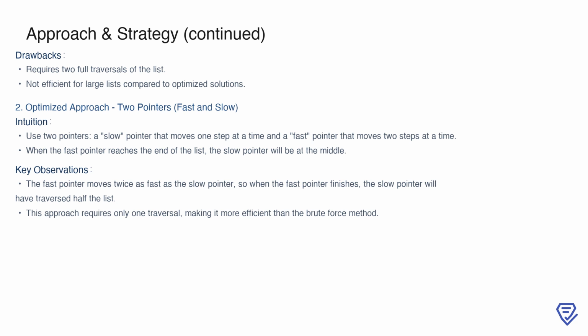To address this inefficiency, we also considered a more optimized solution using the two-pointer technique. The intuition behind this method is clever. By using 2 pointers, one moving at a faster pace and the other at a slower pace, we can locate the middle node in a single traversal. The fast pointer moves 2 steps at a time, while the slow pointer moves 1 step. By the time the fast pointer reaches the end of the list, the slow pointer will have reached the middle. This observation eliminates the need for multiple passes and makes the process significantly faster. Additionally, this method still maintains the same O(1) space complexity.